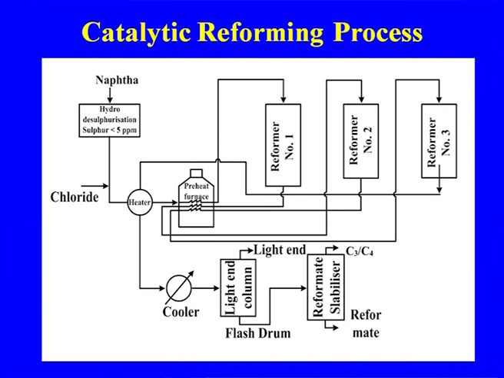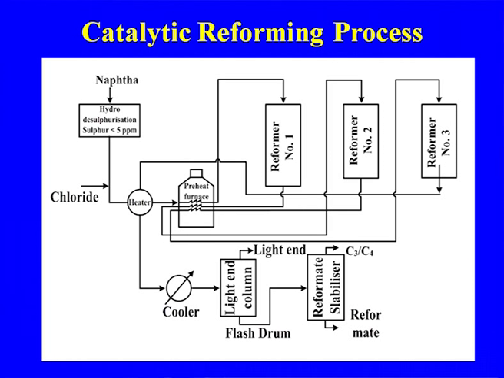After the naphtha pre-treatment, it goes to the heater, and from the heater it goes to reactor 1. From reactor 1, the product is again pre-heated in the heater, and then it goes to the second reactor. After the pre-heating again, the product goes to reactor number 3. Like that, in all 3 stages we have a pre-heat furnace. I have shown only 1 here, but there are 3 furnaces.